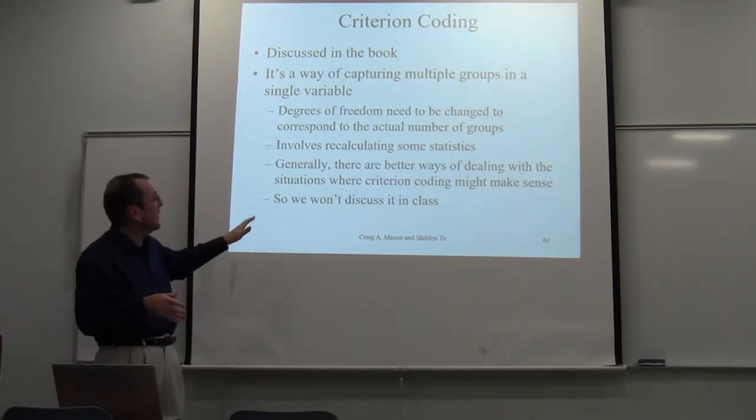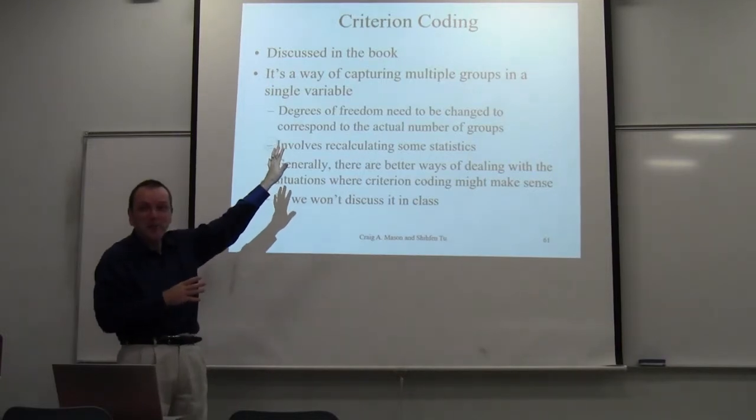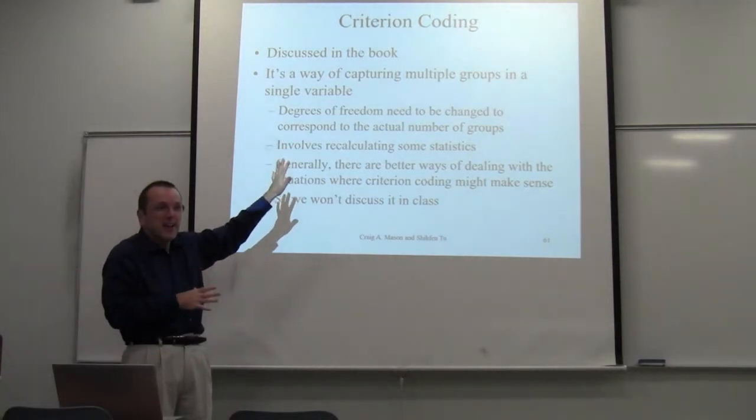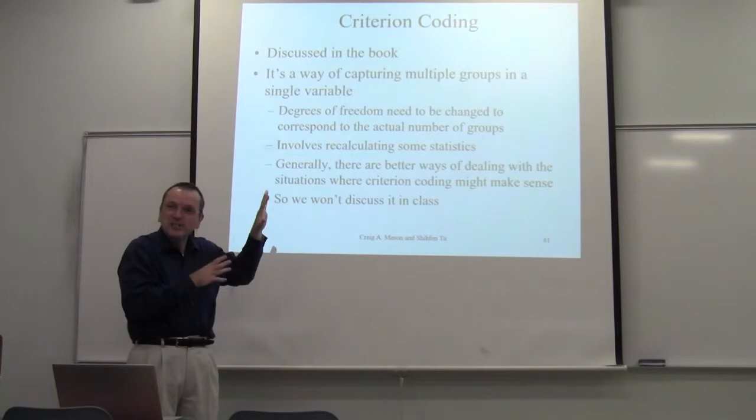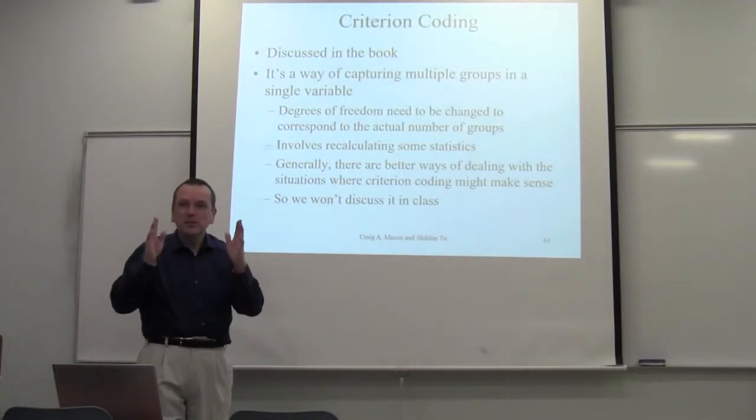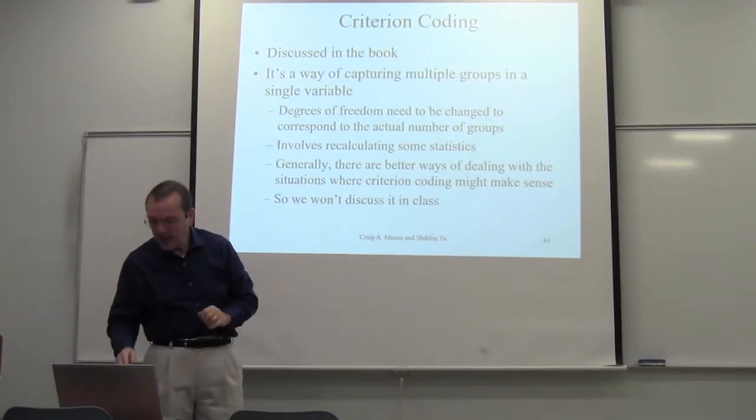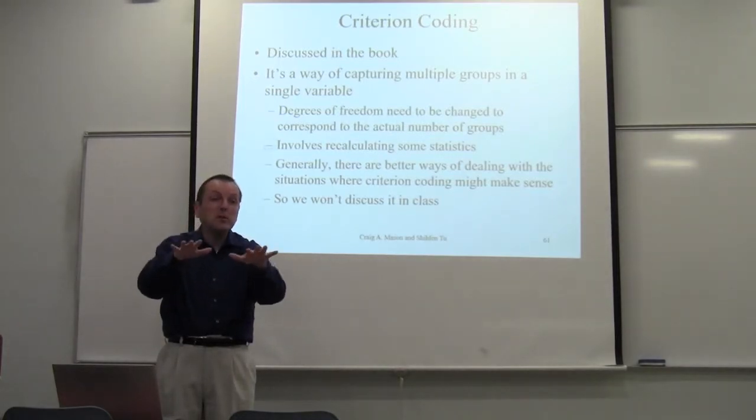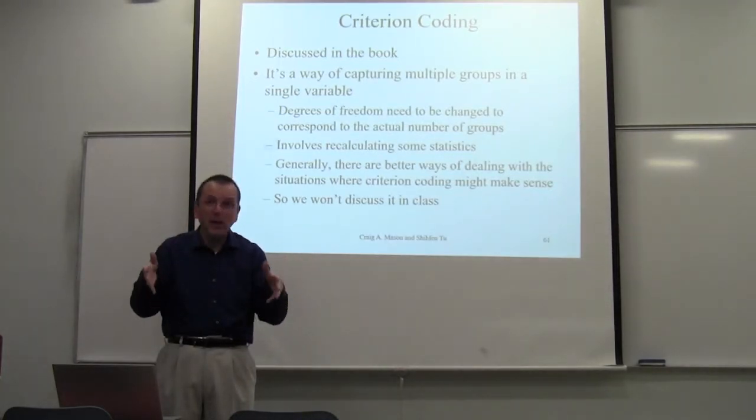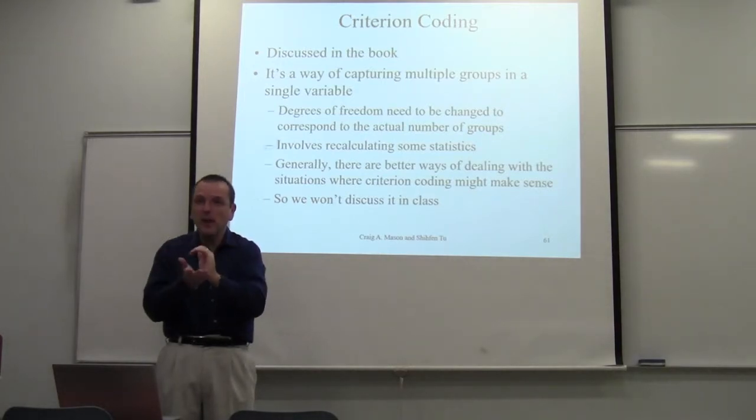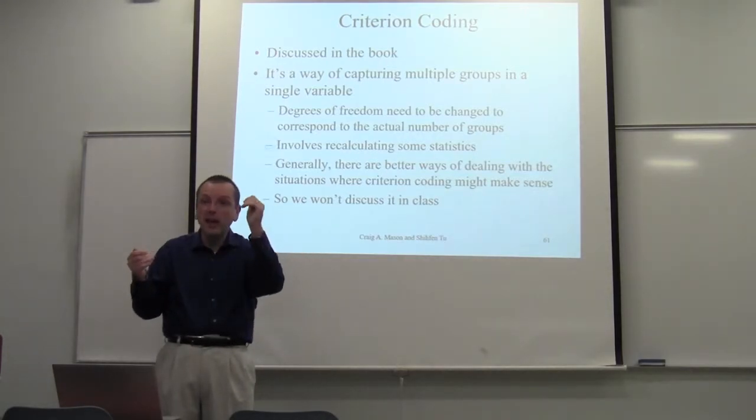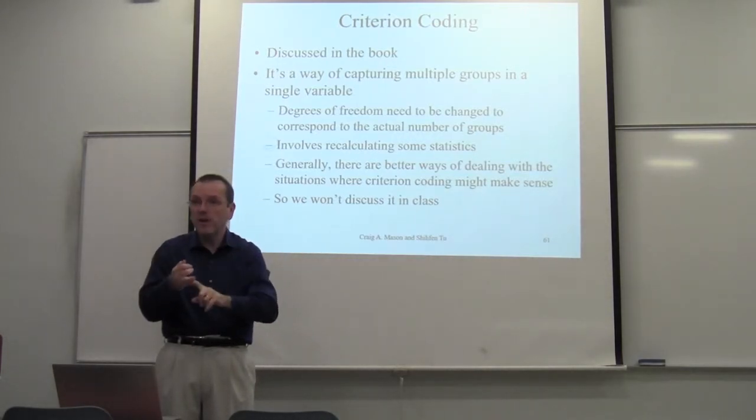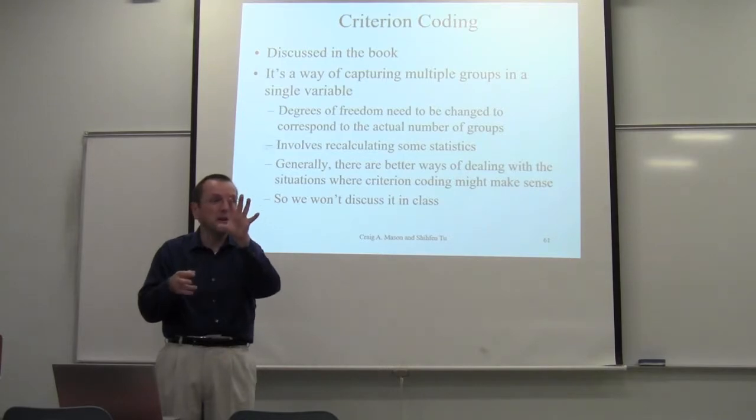So that's another thing with criterion coding. It always just makes me cringe, the idea, because it just seems that you're asking for trouble. But again, code for any categorical variable, this is how you do it. You have to create, if it's k groups, k minus 1 dummy codes, effect codes, orthogonal codes, something.